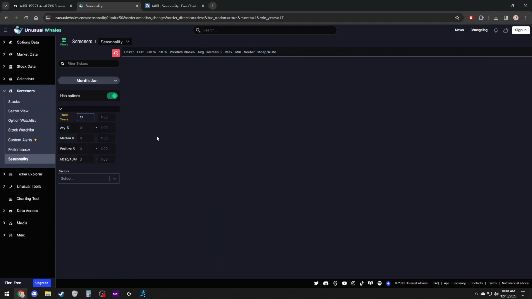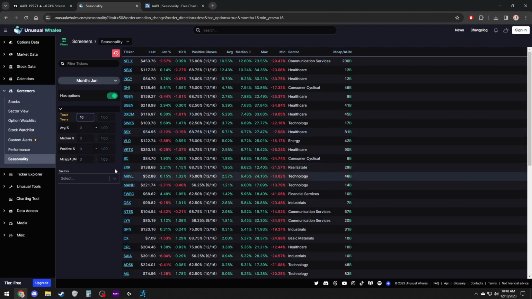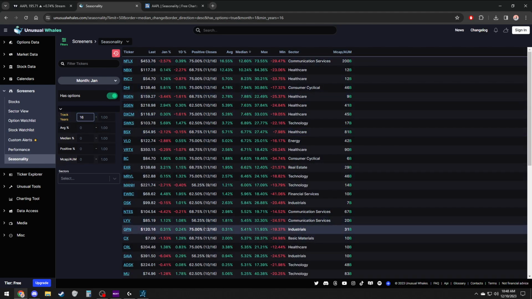You can see nothing pops up with 17 years. So the minimum track years are 16. All these stocks have 16 years of data. I don't really put anything in for the average or median gain. I usually just sort by the median percentage gain.